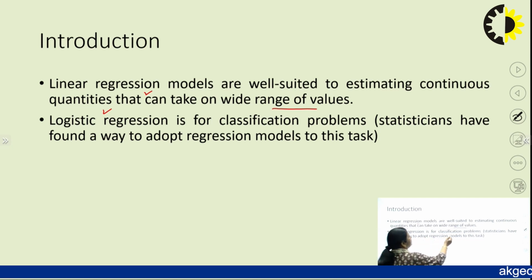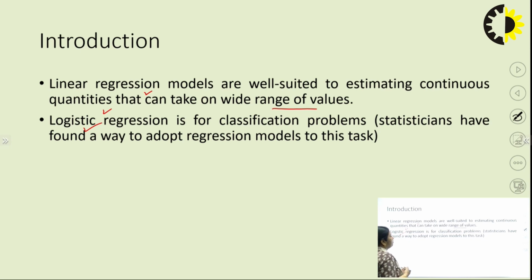Logistic regression is for classification problems. The second thing we talked about, the digits: digits are discrete values, either the digit will be 1 or 2 or 9 or 8 or 7. So, that is a classification problem, and for that we use logistic regression. What is actually done in logistic regression is that statisticians have adapted the regression model for classification purposes.